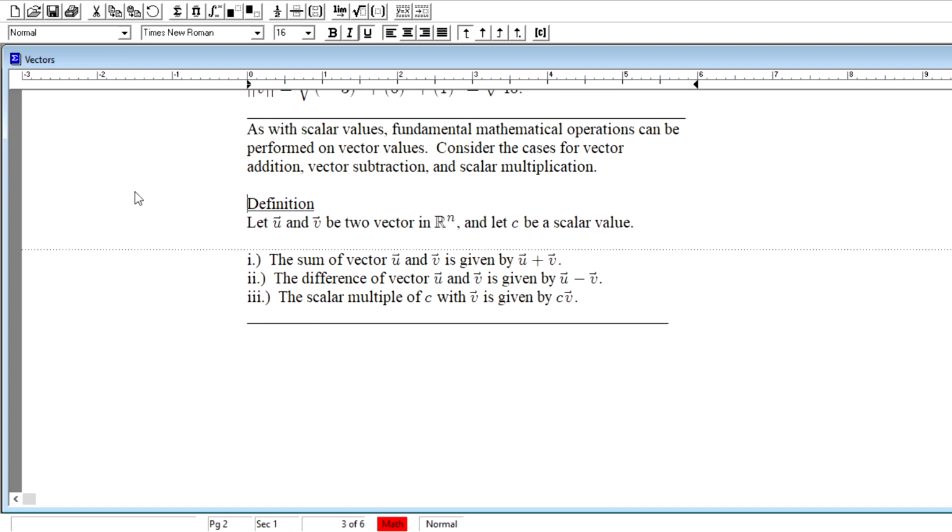Again, it's what you might expect. If you have 2 vectors, u and v, in n-dimensional space, and we let c be just a constant, in the sense of a scalar constant value, we might say.